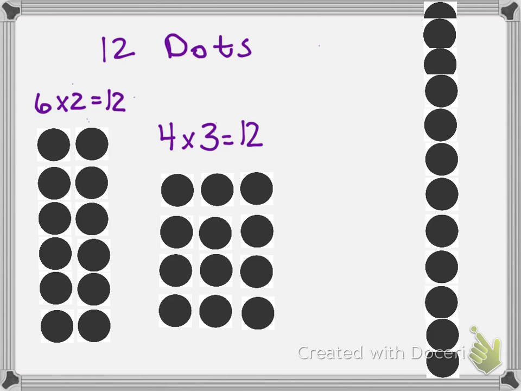So what was that fact? What does that multiplication fact represent? What does this array represent? It represents 12 times 1 equals 12, because there's 12 in that one group.